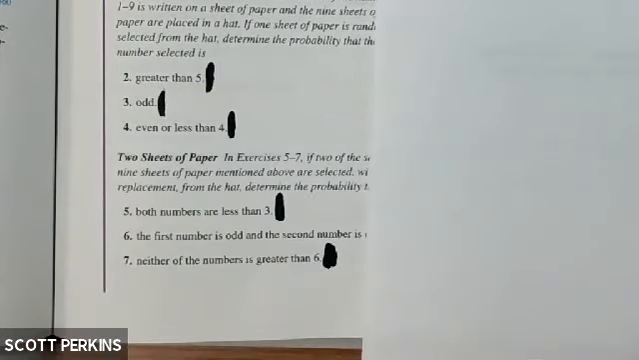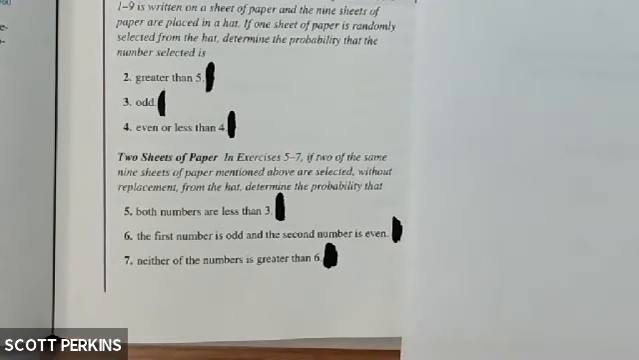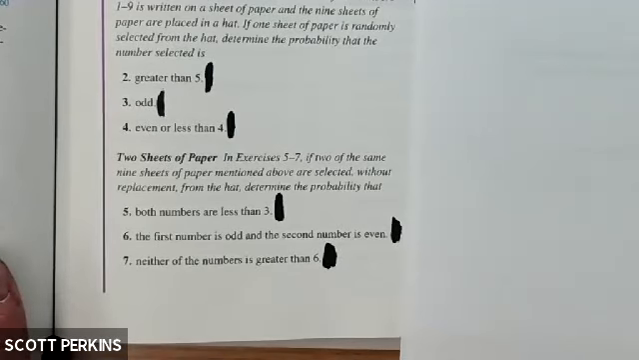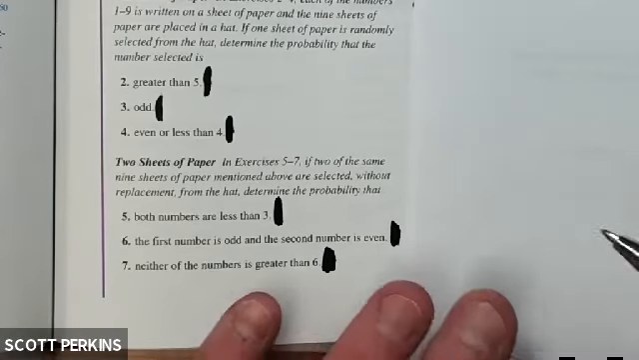Okay, so next one, we're going to have a new type of problem. Now we're doing a different kind of event. If 2 of the same 9 sheets of paper mentioned above are selected, so we're still referring to what was up above, without replacement, ooh, that's fun. Determine the probability that both numbers are less than 3. So we're selecting 2 numbers from the hat without replacement. What's the probability that both are less than 3?